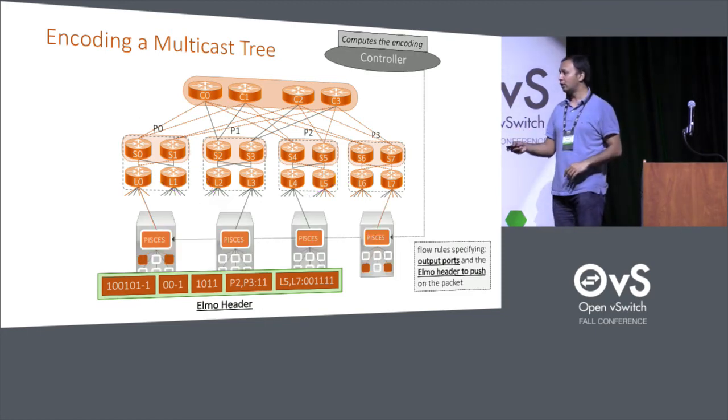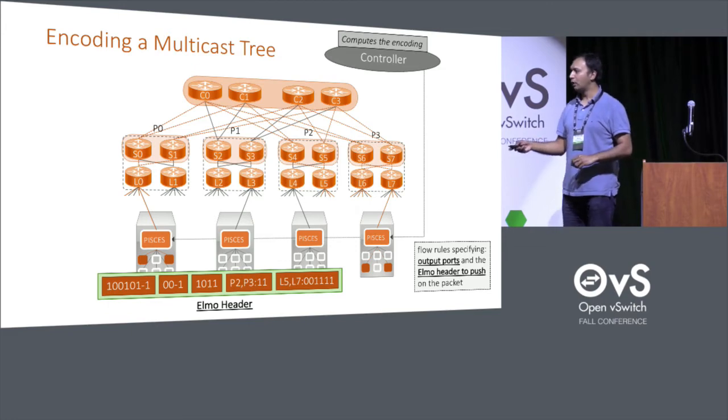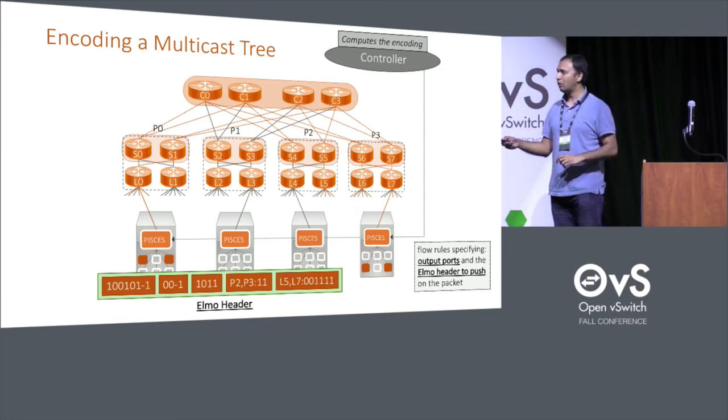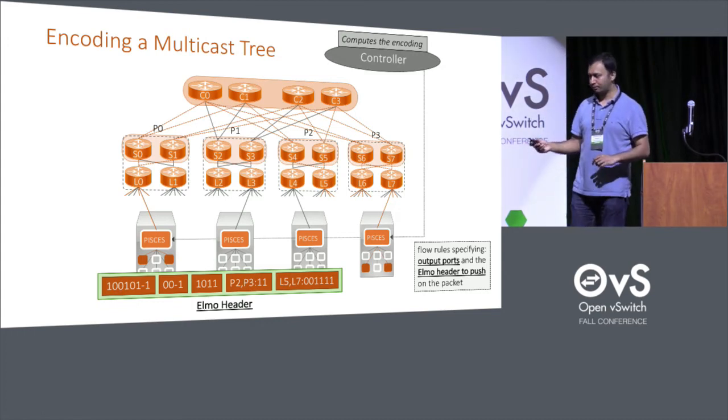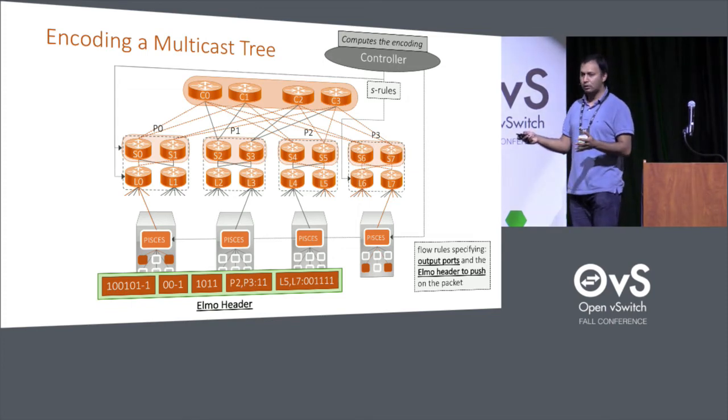The controller then installs this on the software switches. It also specifies, if the packet is coming in from a VM, which output ports the packet has to go out to, like the neighboring VMs and the leaf switch. And it also specifies that when you're sending the packet out to the leaf switch, encode this Elmo header on the packet before sending it out. And then if some switches need S rules, it also installs these S rules on those switches.